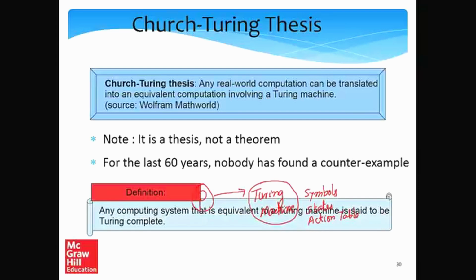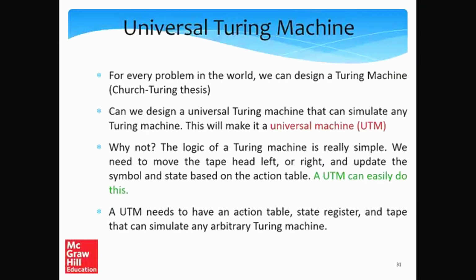So any computing system that is equivalent to a Turing machine is said to be Turing complete. And so we'll be using this term frequently, at least in the next few slides. So now for every problem in the world, we can design a Turing machine. This, the Church-Turing thesis tells us. Now, can we design a universal Turing machine that can simulate any other Turing machine?